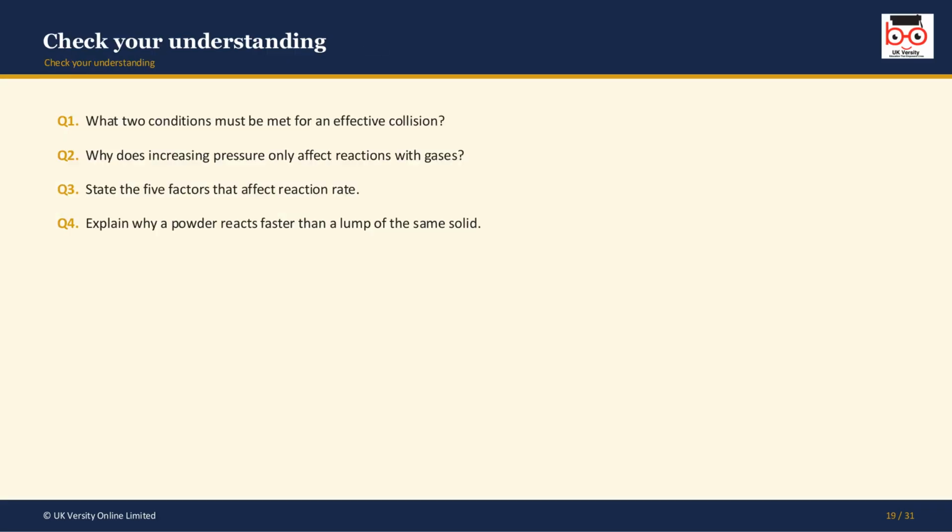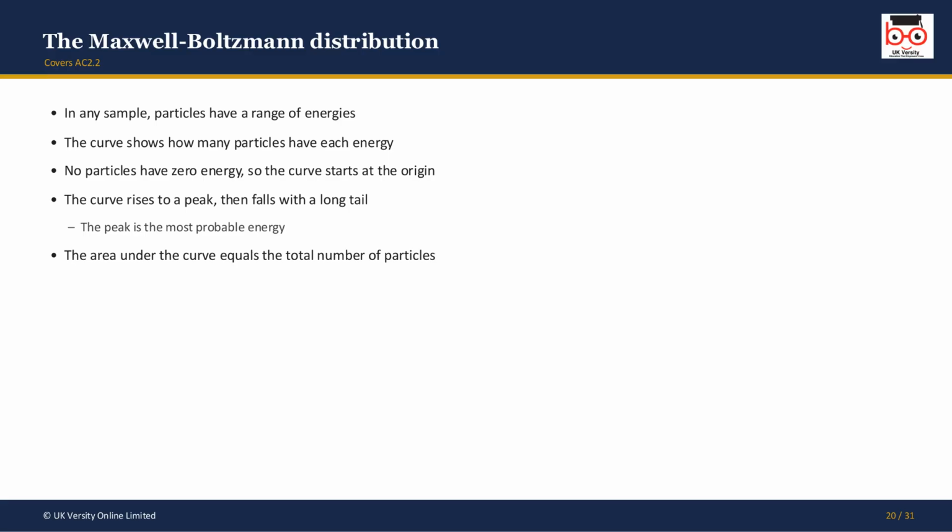Quick check. What two conditions have to be met for a collision to be effective? Why does increasing pressure only matter for reactions involving gases? Can you list all 5 factors that affect rate? And why does a powder react faster than a single lump of the same solid? Have a think.